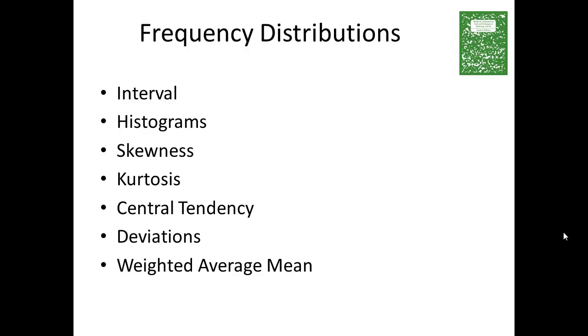After we've taken a look at frequency distributions, we'll then start to look at some of the statistics regarding frequency distributions. So while interval, histogram, skewness, and kurtosis is mostly about visualizing data, the central tendency and deviations, specifically standard deviations, are about analyzing frequency distributions. We'll get into those quickly. We'll be moving on to look at the weighted average mean of different kinds of frequency distributions, specifically interval data, where we must create weighted average means.